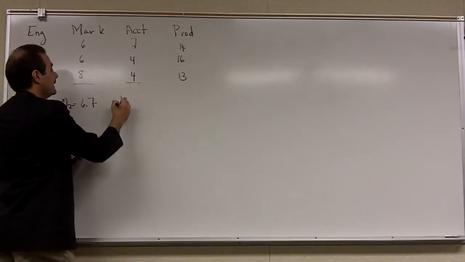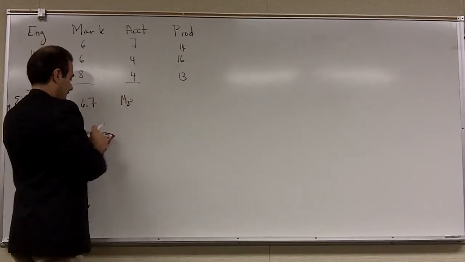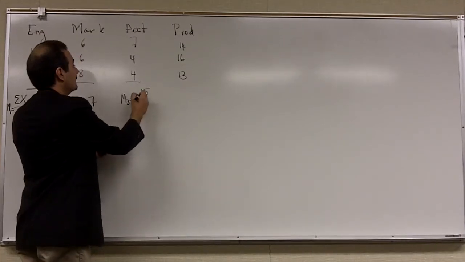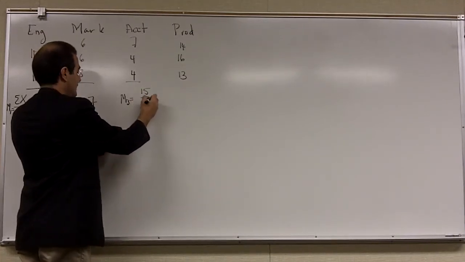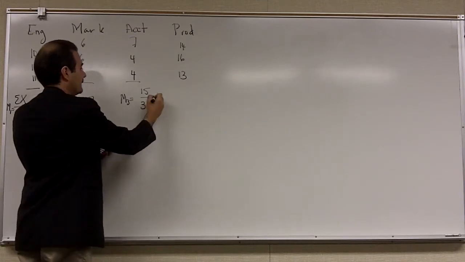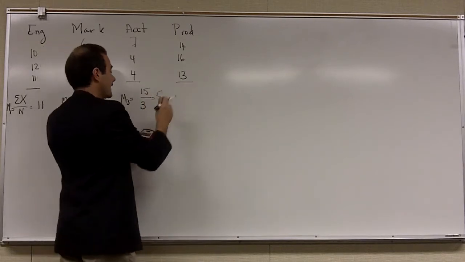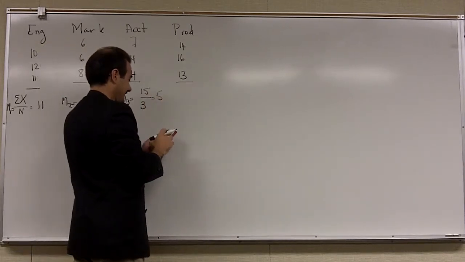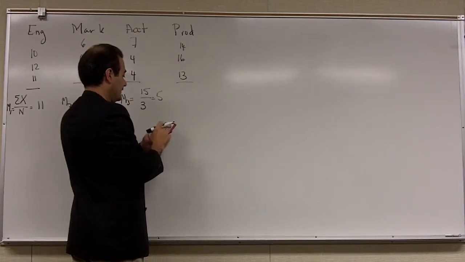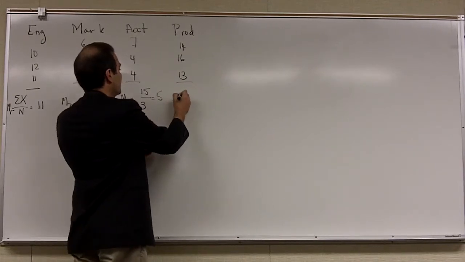Okay, now mean 3 is 7 plus 4 plus 4. That's 15 over 3, which is 5. Wow, I didn't need to use the calculator for that one. And 14 plus 16 plus 13 divided by 3 gives us 14.3.